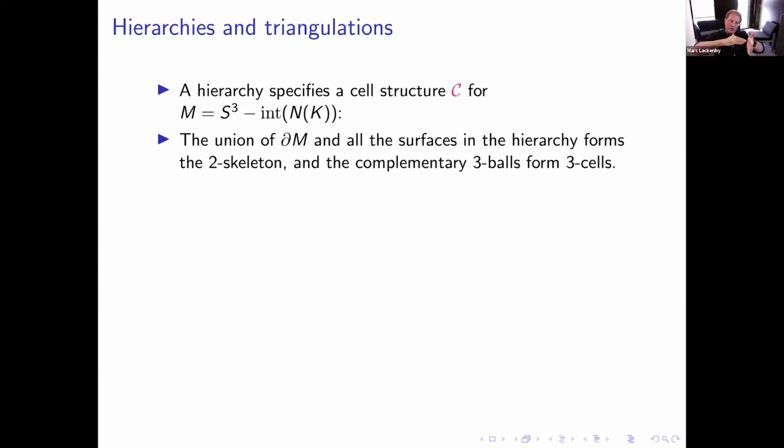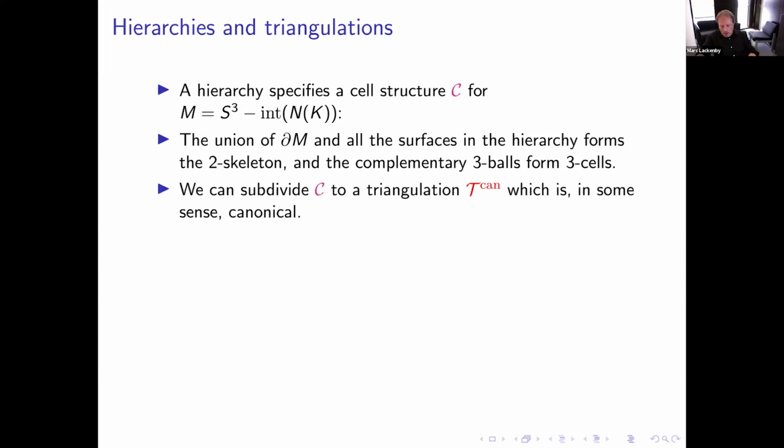So where a surface runs over a bit of boundary, you get a sort of junction which forms a one cell. Say I have a bit of surface and I have a later surface running over it and maybe another surface running over that. Where those surfaces intersect at a point, you get a zero cell and so on. And we've arranged that the complement of the hierarchy is just balls, and so you take those to be three cells. So given a hierarchy, there's a sort of canonical cell structure for the knot exterior.